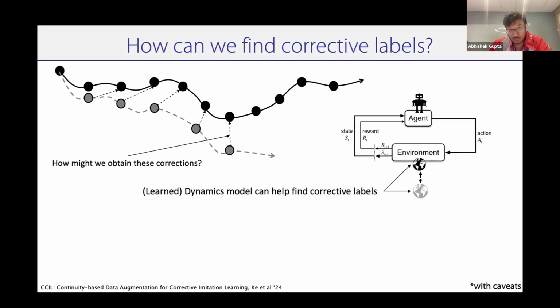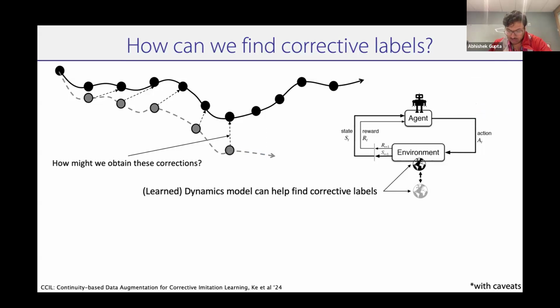So if you remember our definition of an MDP, we had this transition dynamics P of S_{t+1} given S_t and A_t, right? It tells you how the world transitions. What you can do if you have an approximate transition model, P hat of S_{t+1} given S_t and A_t, is use that approximate transition model to figure out a label that brings you back. For instance, if you knew how the world transitioned with different actions over here, right? You can say that actually the action A1 brings you back to the data. And hence you want to add that to your data set, right? So if you have an approximate dynamics model, you can use that to provide these corrective labels.